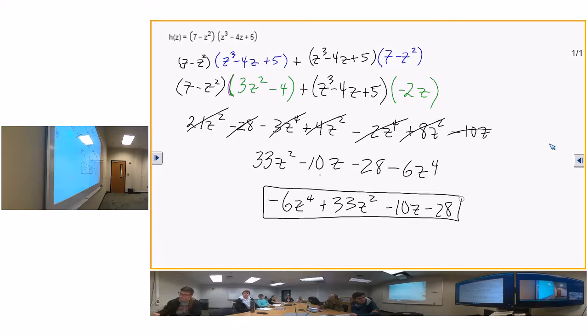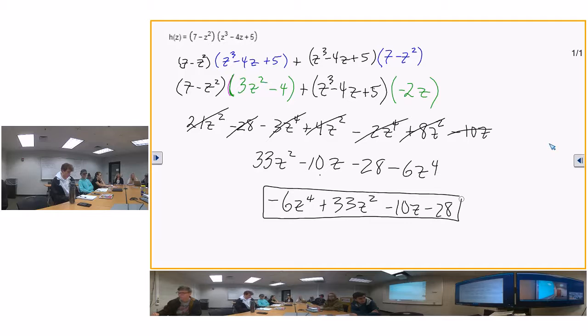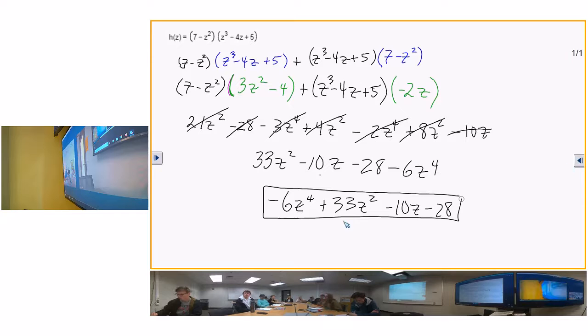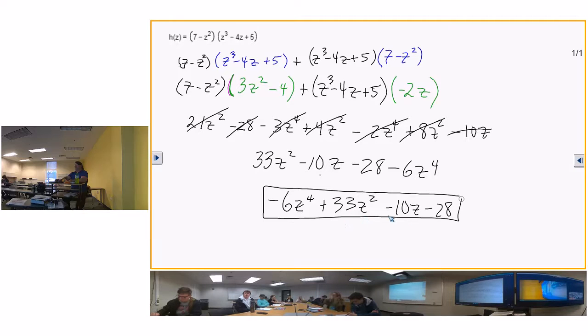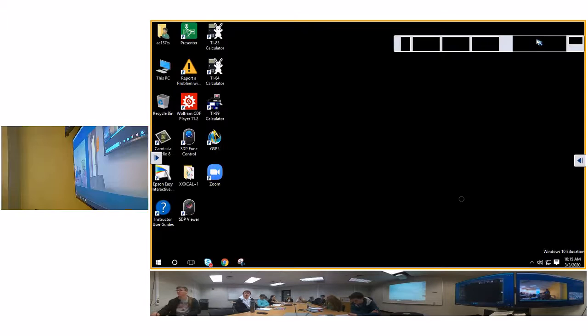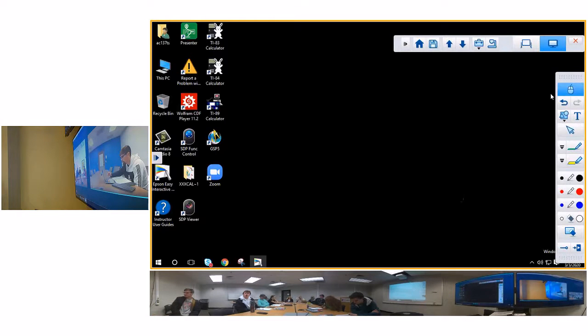Say again? Well, I may be wrong. Let's check it. Y'all write that down, see if I got it right. So negative 6z to the fourth plus 33z squared minus 10z minus 28. And we'll turn it. Wouldn't it be negative 5z to the fourth?